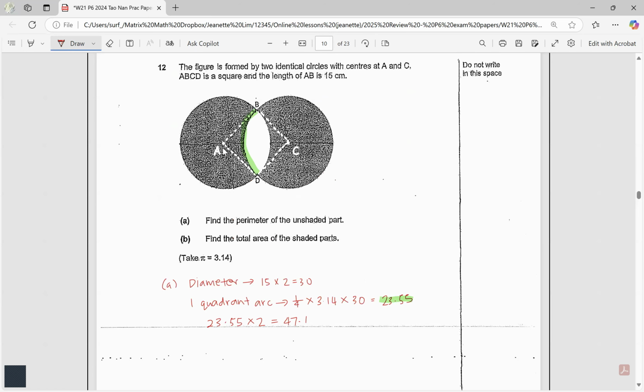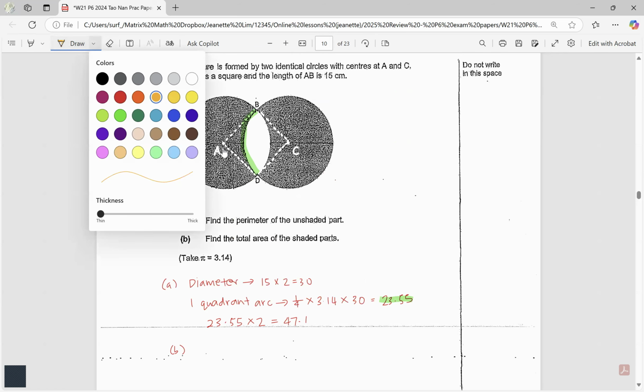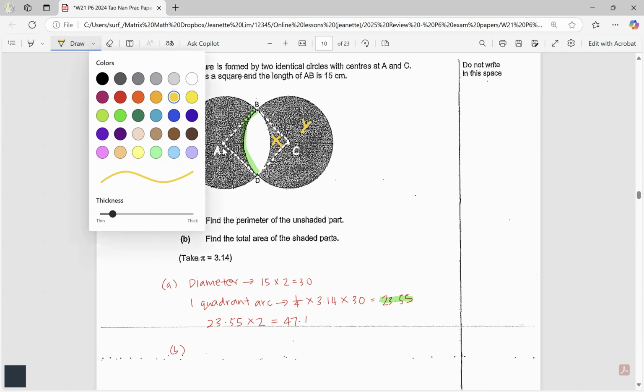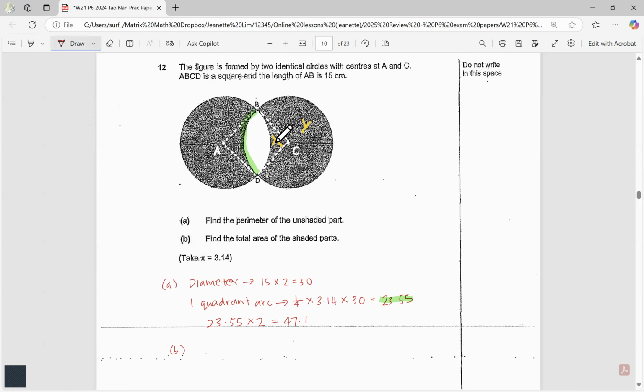And for part B, we want to find the total area of the shaded parts. Let's name these so that it's easier to see. Let's name this X and this Y. Let's find X first. X is like a boomerang, which is square minus quadrant.